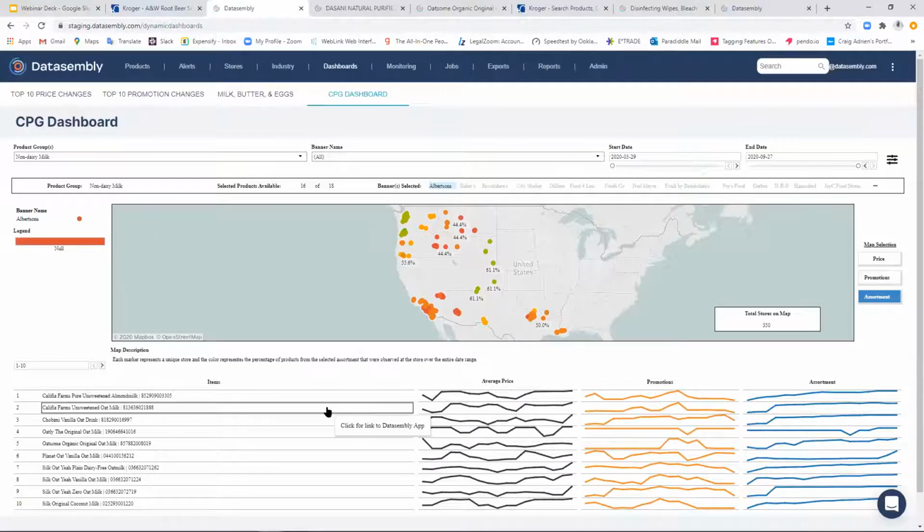And again, making sure that you can, in fact, select into any of these and take a look at pricing, specific promotion information, or specific assortment information to make sure your items are where you think they should be.